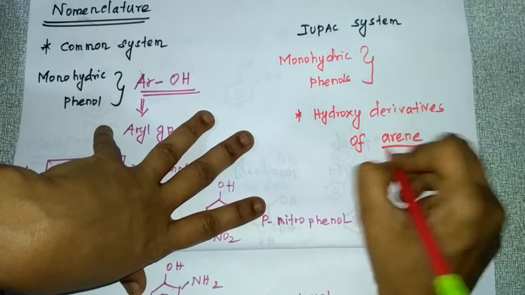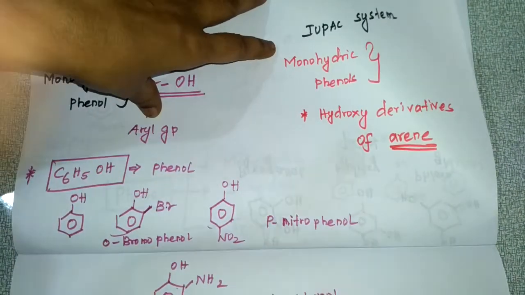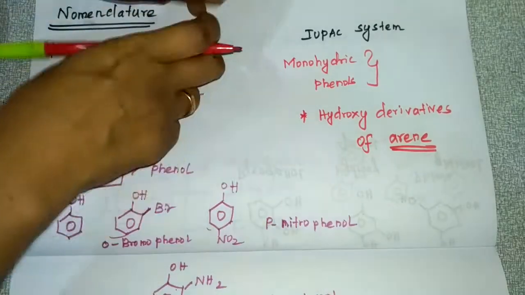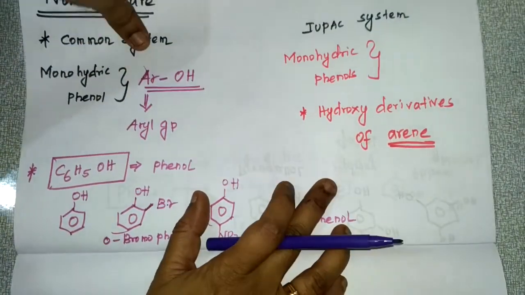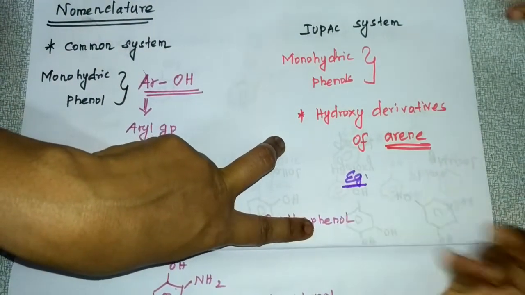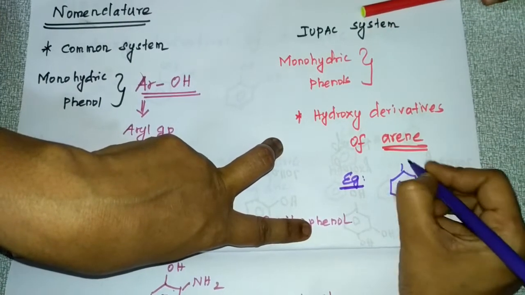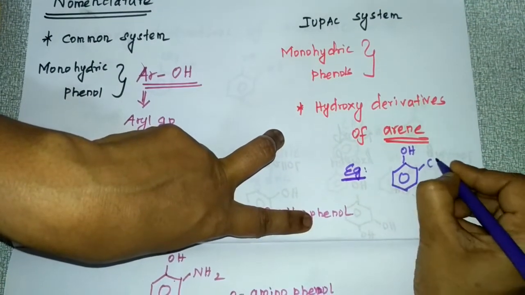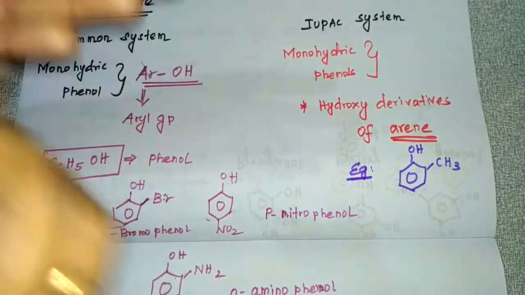So what do you mean by this arene? What is this arene? That is benzene. For example, we can take benzene. Okay. I'll give you an example for this. So how will you name it in this IUPAC system? Example. So here OH and CH3 are present. Okay. So CH3 is a substituent.